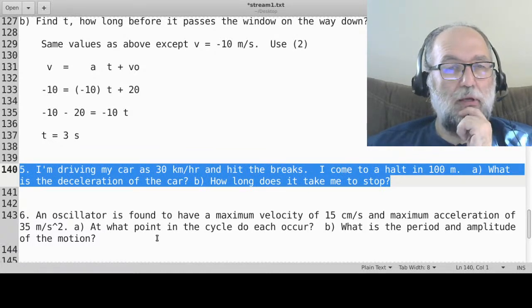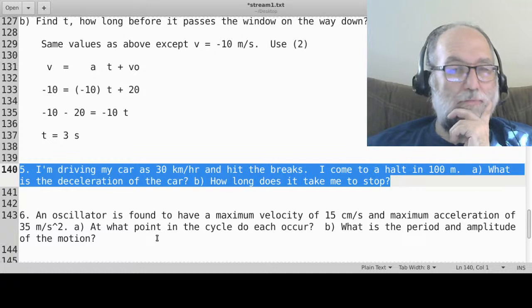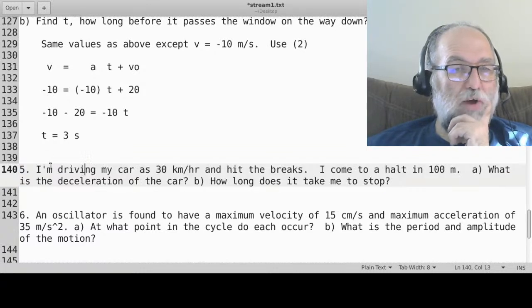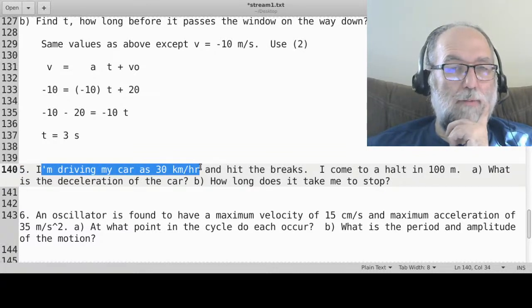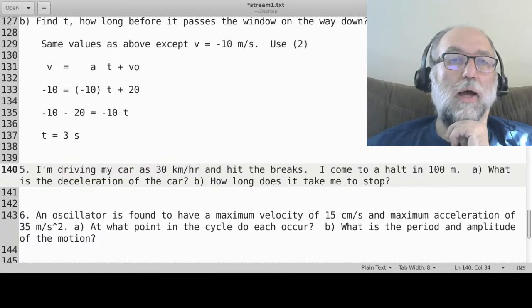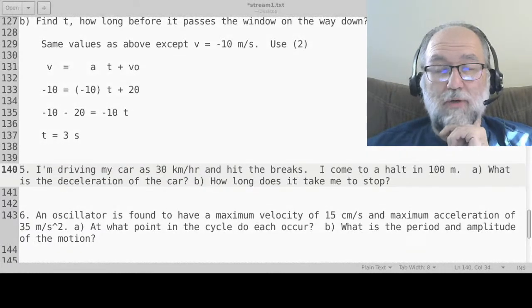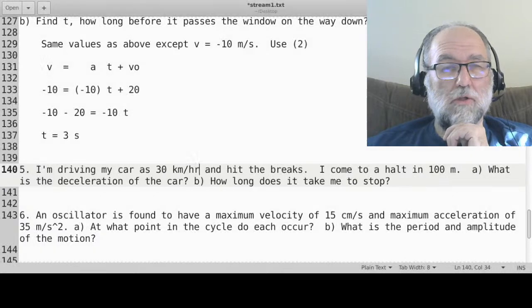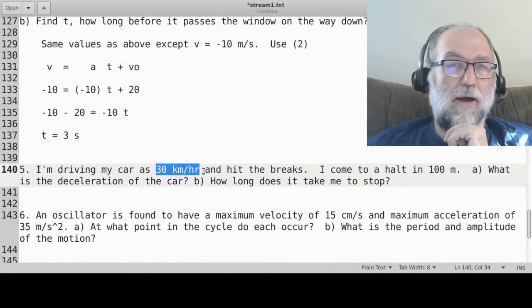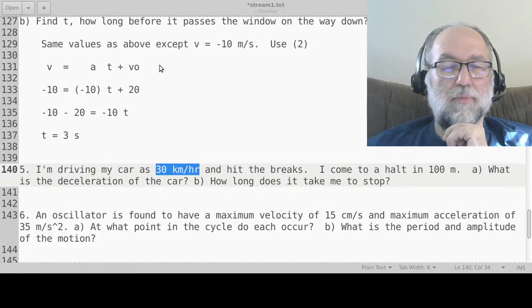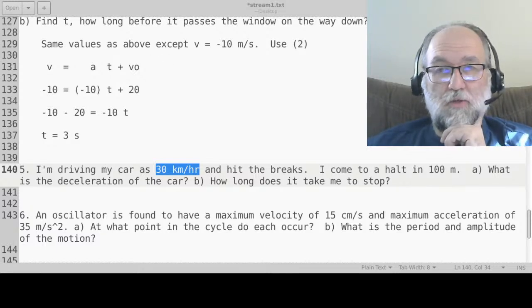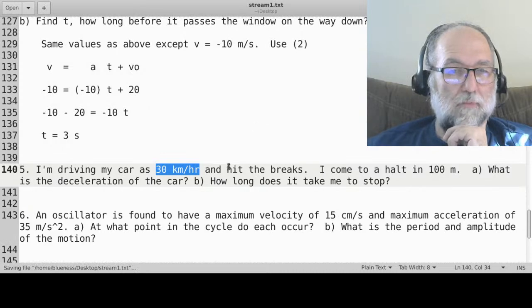Question number 5 is also a 1D problem. I'm driving my car at 30 kilometers per hour, which is a bit slow. 30 miles an hour is like 50 kilometers per hour, so I'm just doing 30 kilometers per hour, which I'm going to guess is about 20 miles an hour, like maybe in some school zones or something like that.